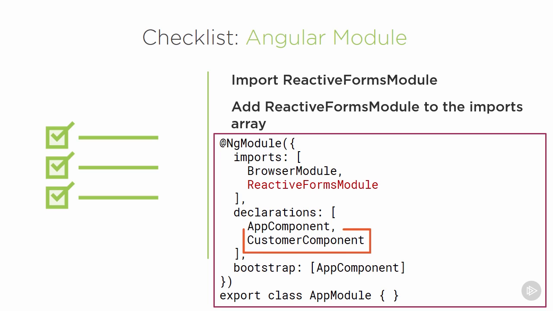Note that our demo application has only one feature component, so it is defined in app module. In a real application, your form may be declared in a feature module. In that case, the reactive forms module should be added to the imports array of that feature module. We'll see this when we look at the APM sample application later in this course.